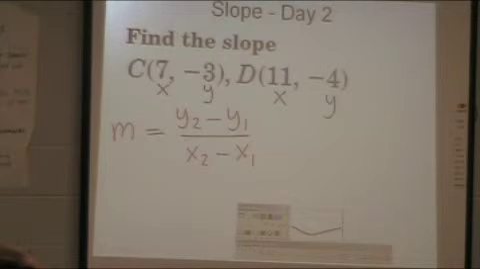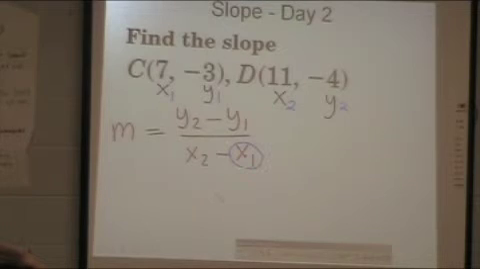So all you have to do is label them. This x is the first x, is it not? And that's the second one. So this is x1. And this x is x2 because it's the second one. This y right here is y1 because it's the first y. And this is y2 because it's the second one. So now what is x1? 7. So right here where it says x1 we would put what? 7. And where it says x2 we would put what? 11. And where it says y1 we would put -3. And where it says y2 we would put -4.